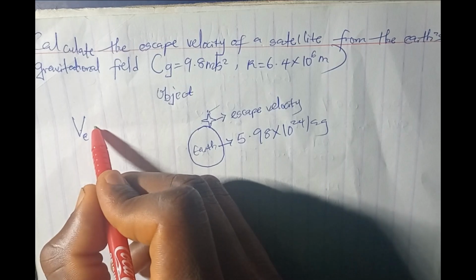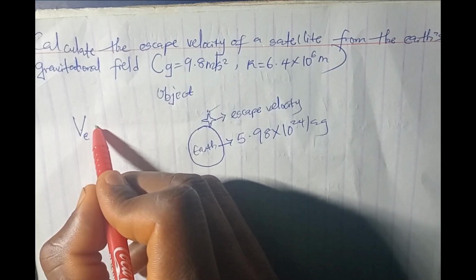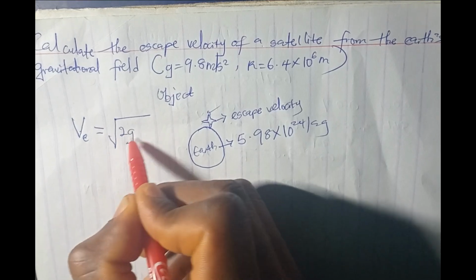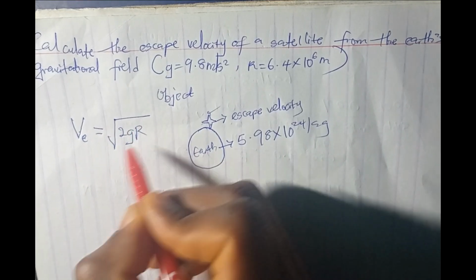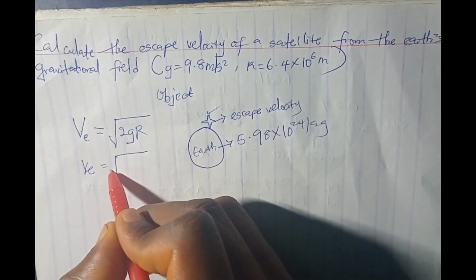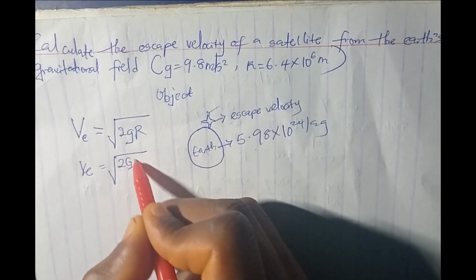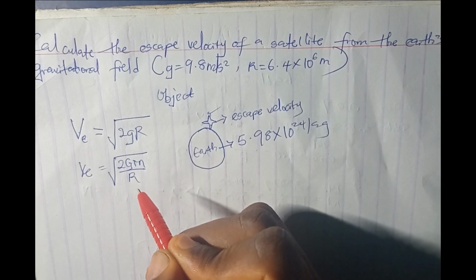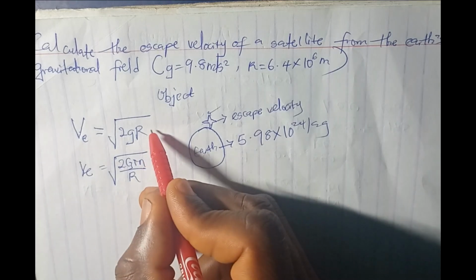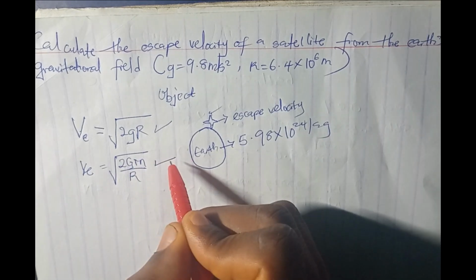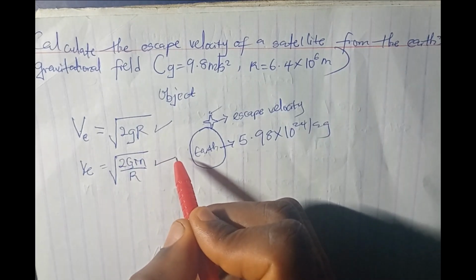The formula has two forms. The first is given by the square root of 2gR. And the second is escape velocity equals the square root of 2GM all over R. You'll be asking, when am I going to use this formula and when am I going to use that one? Be very careful. I will explain here.